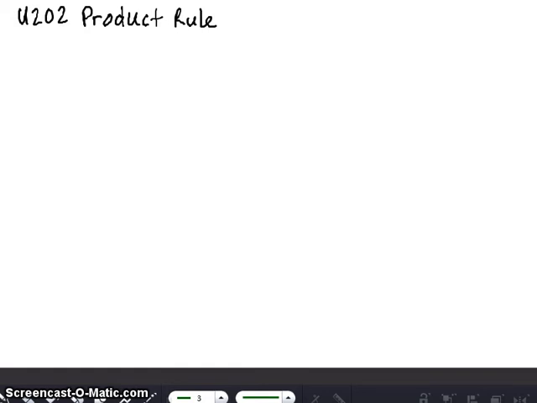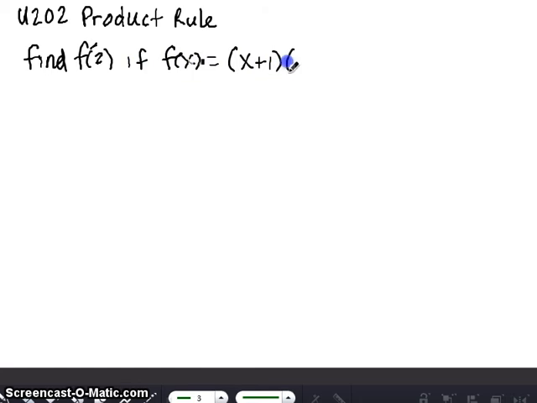Alright, in the last video we talked about finding derivatives using the power rule, and one of the things that we couldn't really use the power rule for was products. So if you remember, we did a problem similar to this where we would say find f prime of 2 if f of x equals x plus 1 times x plus 3.